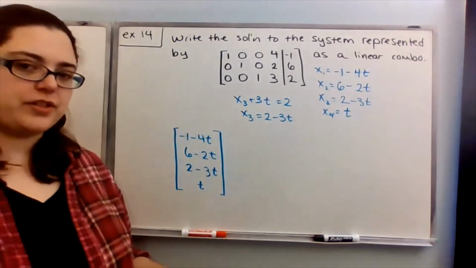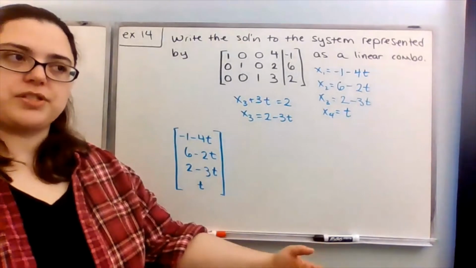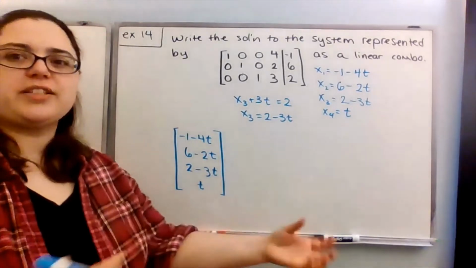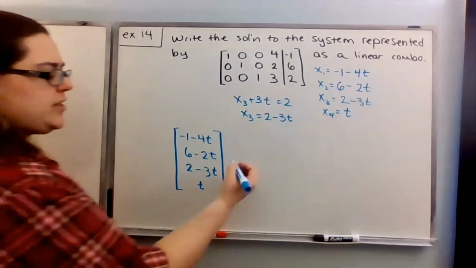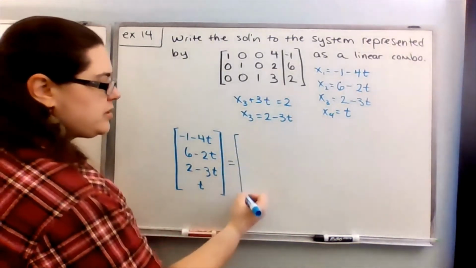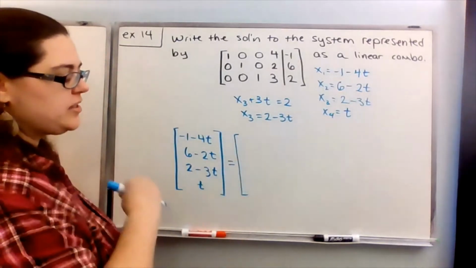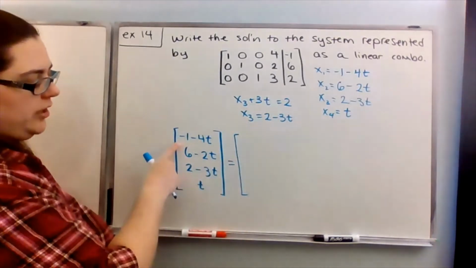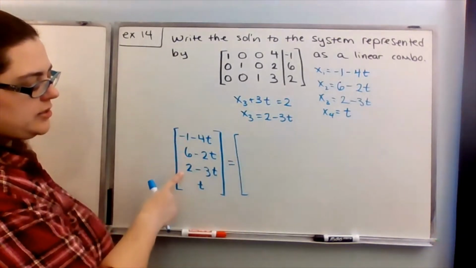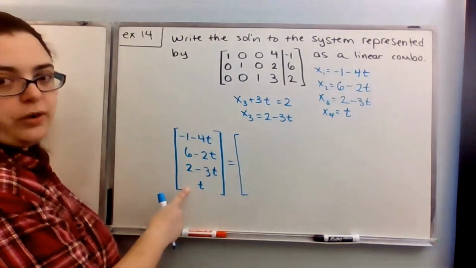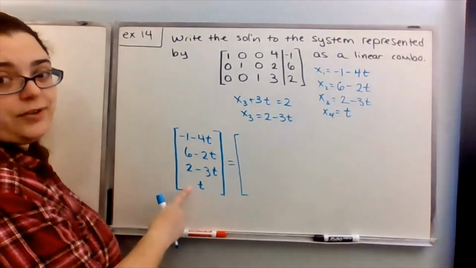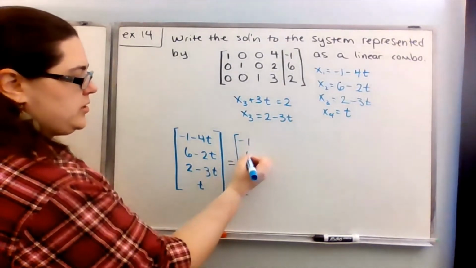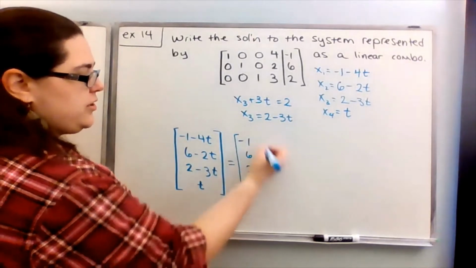And the way that I like to think of this when I go to write this as a linear combination of matrices is I think, okay, it's basically like splitting out your like terms. So I'm going to take, for my first matrix, anything that is not attached to a t. So just the constant values. So here, that's going to be -1, 6, 2. And then because we only have something with a t here, that means we're going to get a 0 because nothing is not attached to t. So we have -1, 6, 2, and 0.